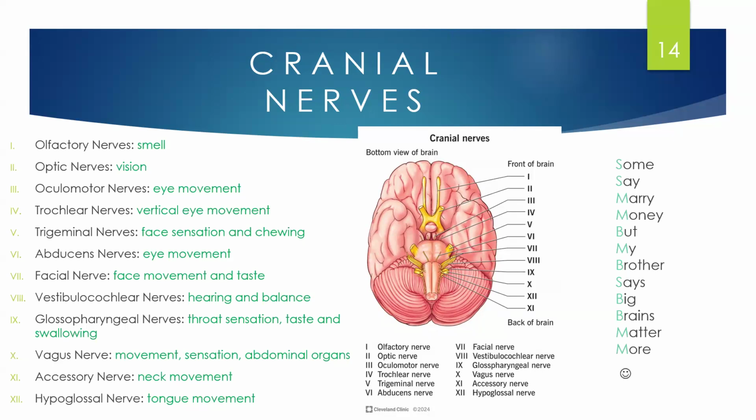There is another mnemonic for their function, whether they are involved in the sensory, motor, or both. That one also goes in order. So let's say olfactory, smell, so it's sensory. It's "Some say marry money, but my brother says big brains matter more." Sensory number 1, olfactory. Sensory number 2, optic. Motor number 3, oculomotor. When we get to the B's, that means both. So that's 1, 2, 3, 4, 5 should be trigeminal, would be both sensory and motor.